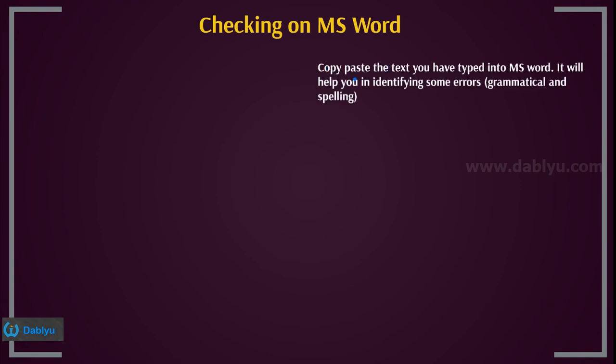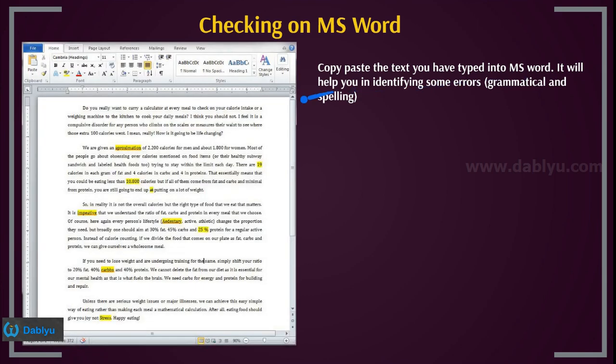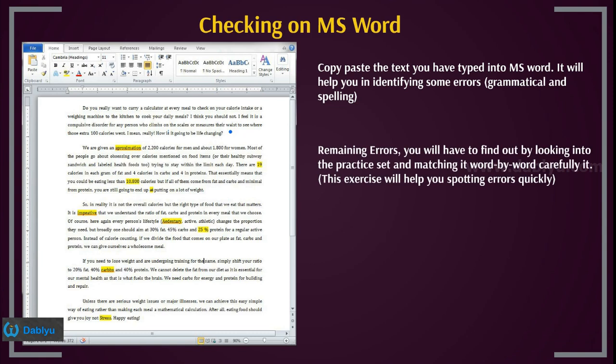Okay, now checking on MS Word. Once you are done with typing in WordPad, copy and paste the text you have typed in WordPad into MS Word. It will help you identify some mistakes like grammatical mistakes and spelling mistakes very quickly. So first, using MS Word's help, highlight all those mistakes which are highlighted by MS Word. Then again go line by line, checking with the sheet what mistakes you made. This exercise is very important.